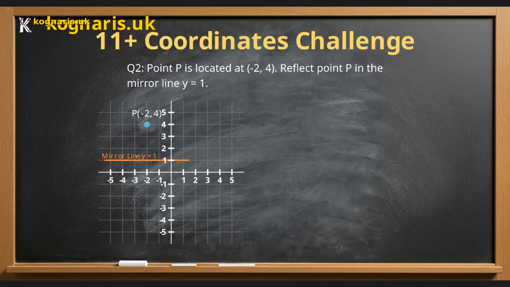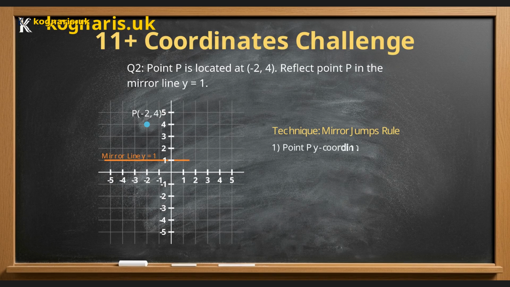A common trap is to reflect across the main x-axis instead, which is at y equals 0. That would mistakenly place the reflection at (-2, -4). But look! Our mirror line is at y equals 1, not the x-axis. So that guess is incorrect. Let's cross it out. To reflect correctly, we use the mirror jumps rule.